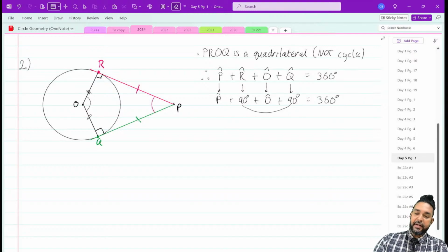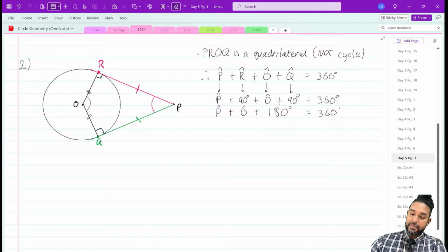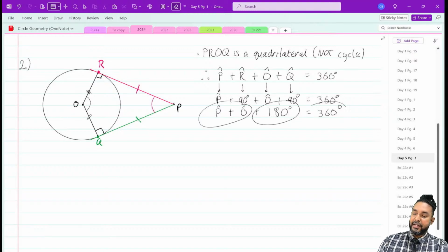Now, when you add 90 and 90, what do you get? 180. So if we rearrange a little bit and put the P and the O there, 90 plus 90 is equal to 180, and of course those sum to the same 360, right? Now, if you consider that P plus O plus 180 is 360, what do I have to add to 180 to get 360? 180. So if I tell you now that P plus O is equal to 180, would you agree?